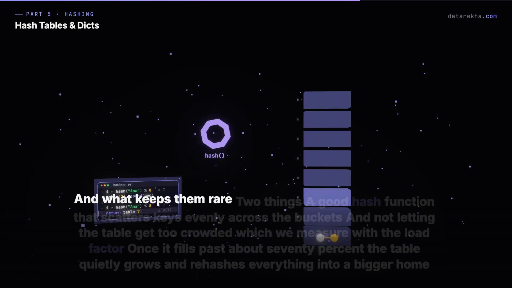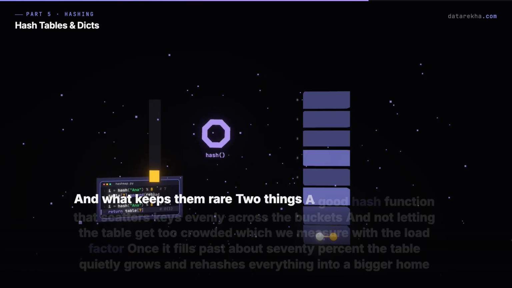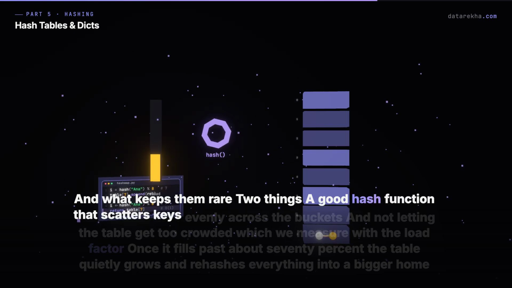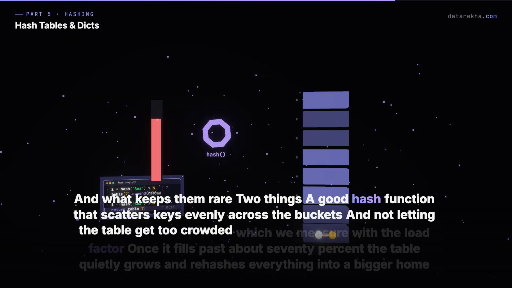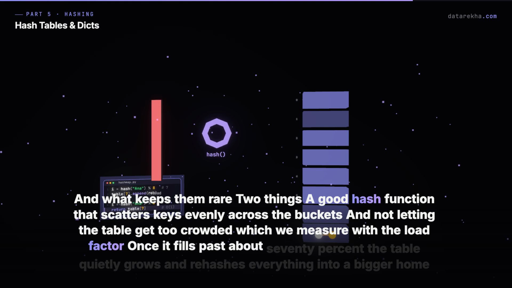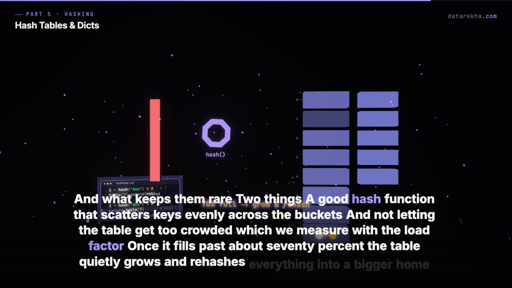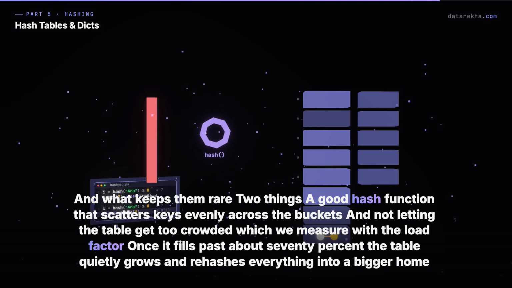And what keeps them rare? Two things. A good hash function that scatters keys evenly across the buckets, and not letting the table get too crowded, which we measure with the load factor. Once it fills past about 70%, the table quietly grows and rehashes everything into a bigger home.